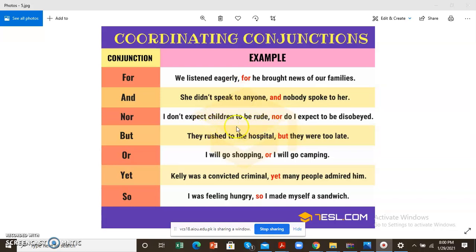I don't expect children to be rude, nor do I expect to be disobeyed. So this is extremely important, and you notice that the use of "nor" made this sentence more powerful. I'm going to the last example. You can take a screenshot of all this. I was feeling hungry, so I made myself a sandwich, right? So this is another very good example. We are going ahead.